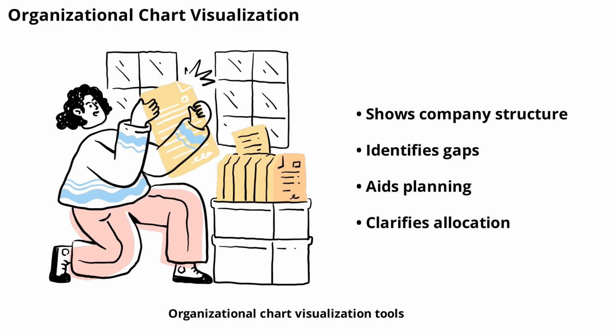Organizational chart visualization tools display the company's structure, reporting lines, and team compositions. These visualizations help HR and managers understand workforce distribution, identify gaps, and plan for future needs. For resource planning, org charts provide a clear overview of how resources are currently allocated.